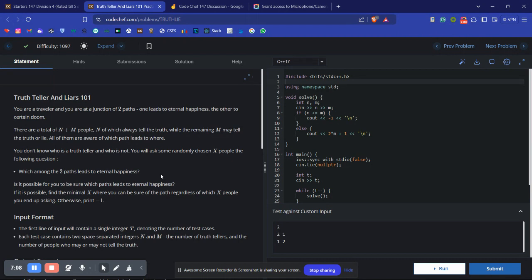M may be greater than N or less than N. But if N is less than or equal to M, we can't say for sure that the majority opinion is right, because the majority of the people are liars. So you can't trust the majority opinion, because maybe all of them are liars. If all of them are liars, then taking the majority opinion means we are taking the wrong way. So we cannot decide in the case where N is less than or equal to M.